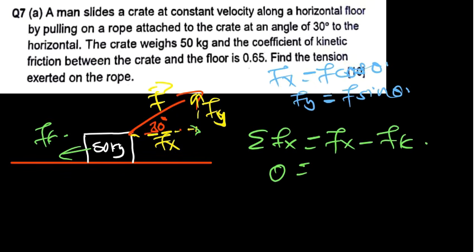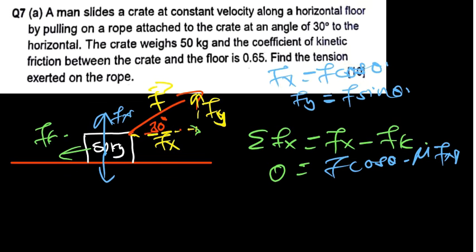Let's plug in the values. So we're going to have Fx, which is F cos theta, minus mu times the normal force. To find the normal force in this case, we have got three forces. Normal force is directed upward, mg is directed downward, which is the weight force.